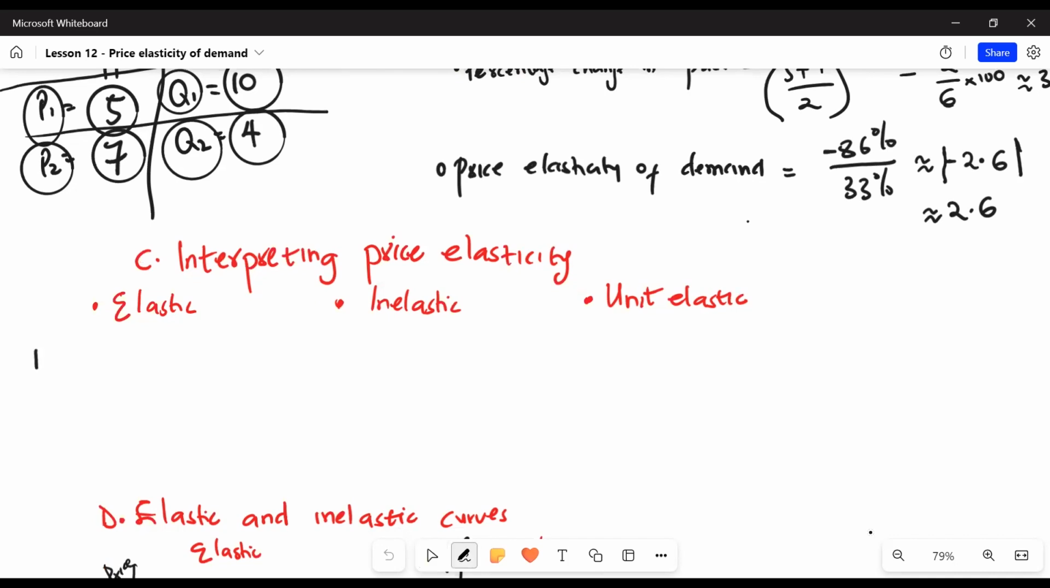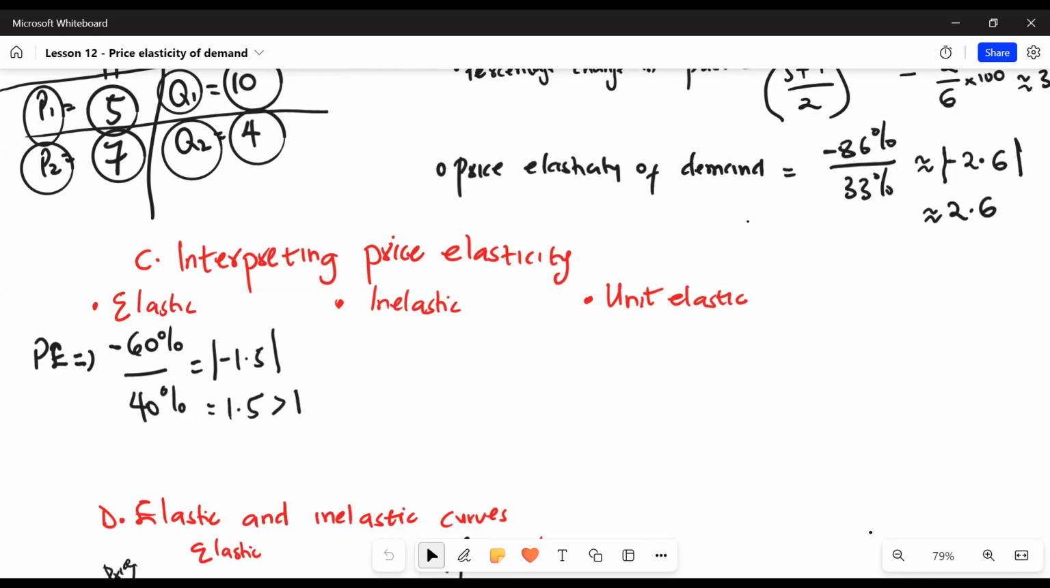And if you were to calculate a price elasticity of demand, you'll get an example, something like minus 60% divided by 40%, which will be an absolute value of minus 1.5. This is equal to 1.5, greater than 1.